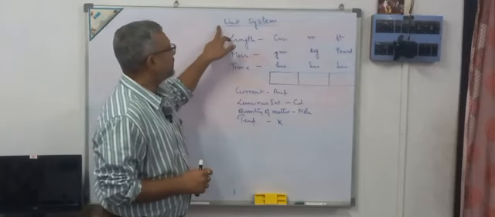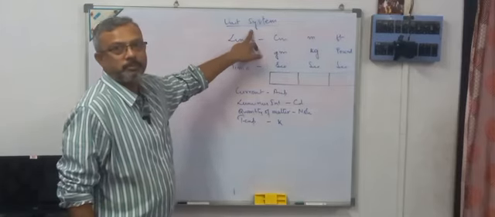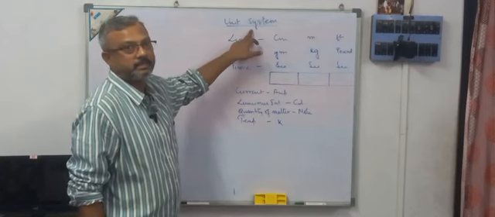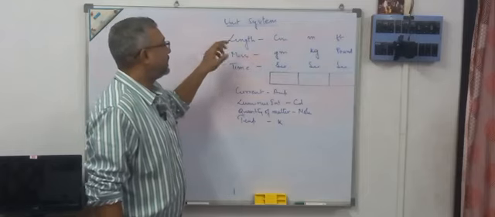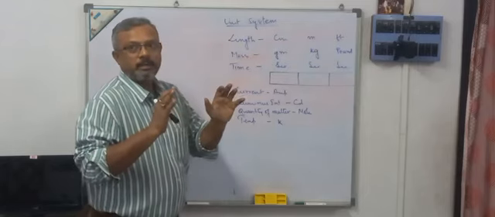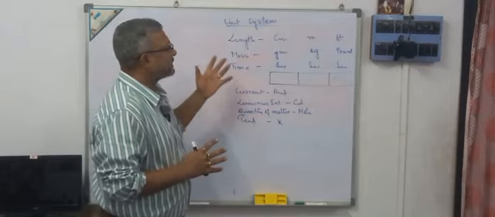Today I will discuss the unit system, which is one of the most important parts of physical science, and is required from class 6 to 12 onwards. Basically, here we will discuss the unit. So, why is it necessary?